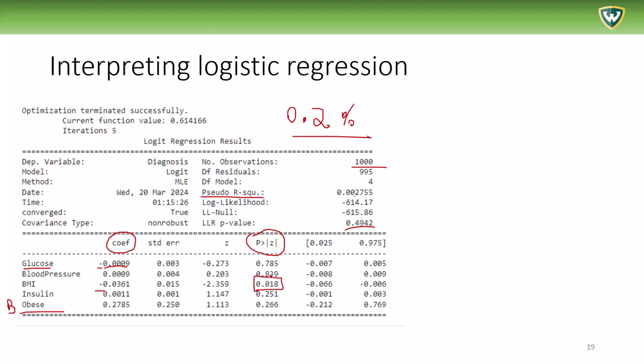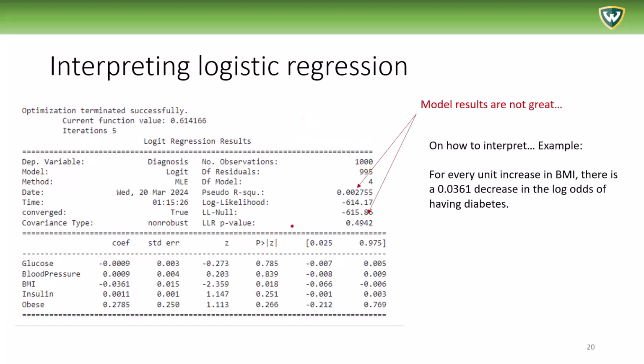Therefore, there is something really wrong with this data. Now, you can also try a different model with different predictor variables, but I think there's really something wrong with this data. So you just need better data. Now, let me point out some things here. Okay, model results are not great based on these pseudo R squared and the log likelihood measures. Now, let's take a look at how to interpret this.